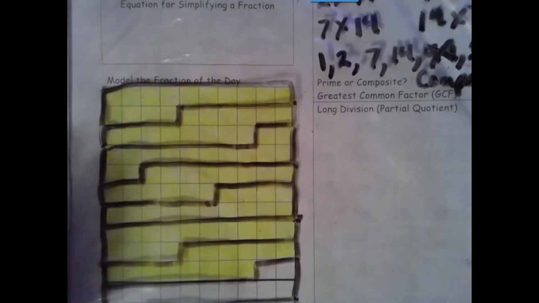4 plus 10 is 14. 10 plus 4 is 14. 6 plus 8 is 14. 2 plus 10 plus 2 is 14. 8 plus 6 is 14. 4 plus 10 is 14. 10 plus 4 is 14. 6 plus 8 is 14. And I have 12 left over, so that means that 14 is not my greatest common factor.